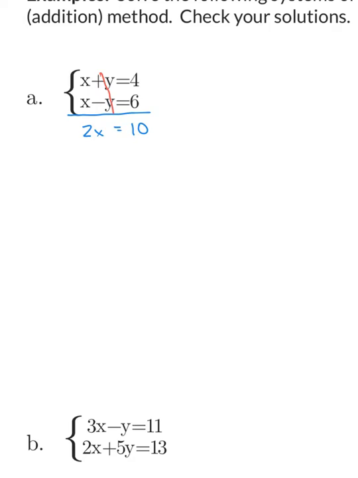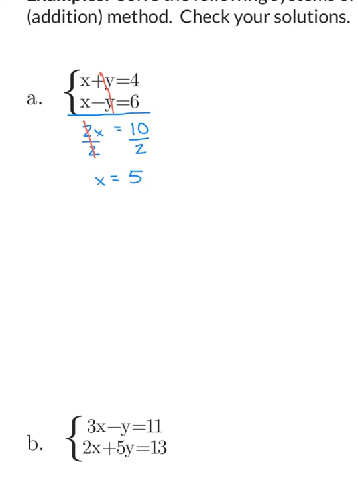From here, we can go ahead and solve the resulting equation by dividing by 2. When we divide by 2, we are left with x on the left side, and 10 divided by 2 is 5. From here, we want to plug this back into one of our original equations. I'm going to go with the top one since it's a little bit easier to solve for y.